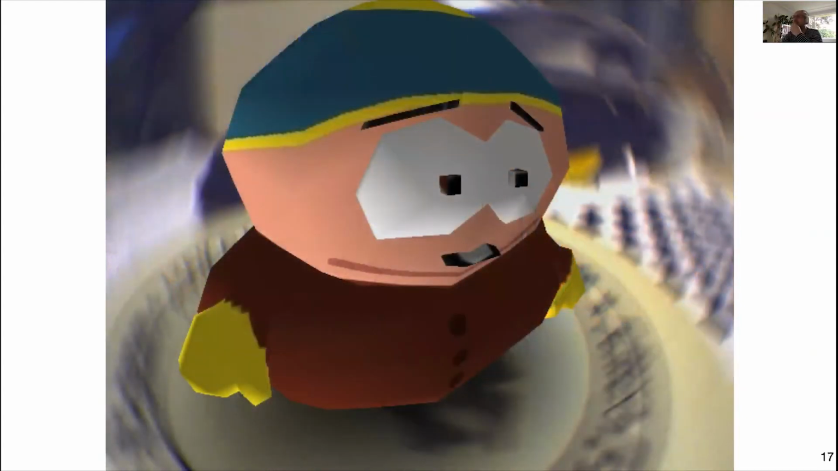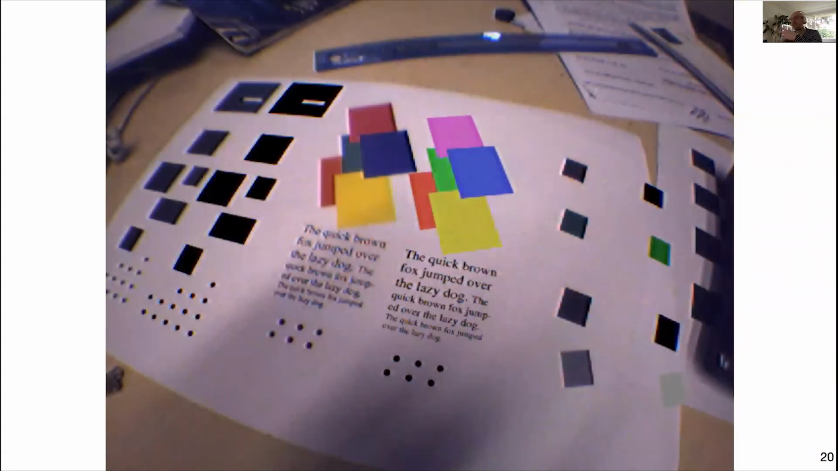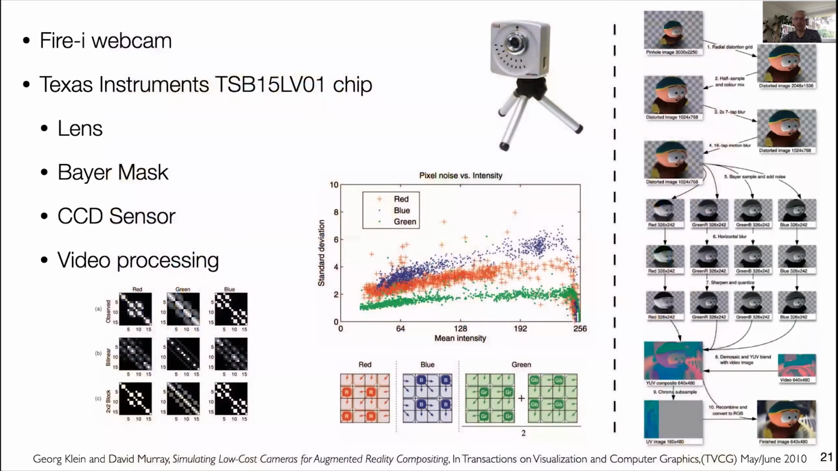Okay, so there are a couple of other examples. Again, here, a South Park figure. Now, if you apply the camera simulation on the virtual content, it gets more blurred, it gets more noisy. The color is worse, and you actually also see that the blur is non-uniform, so it's more blurry in the corners. Again, here are a couple of examples. These are all from George Klein's paper.